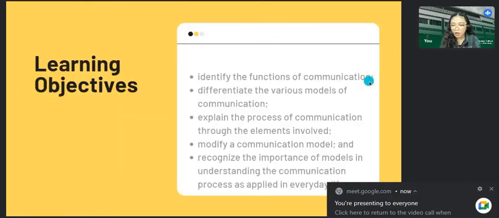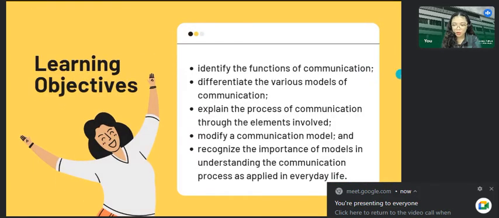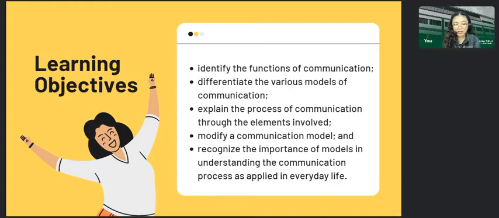Before we go on to the discussion proper, I will present to you the five learning objectives that we have. First is identify the functions of communication. Second, differentiate the various models of communication. The third one is explain the process of communication through the elements involved. Then modify a communication model, and recognize the importance of models in understanding the communication process as applied in everyday life.